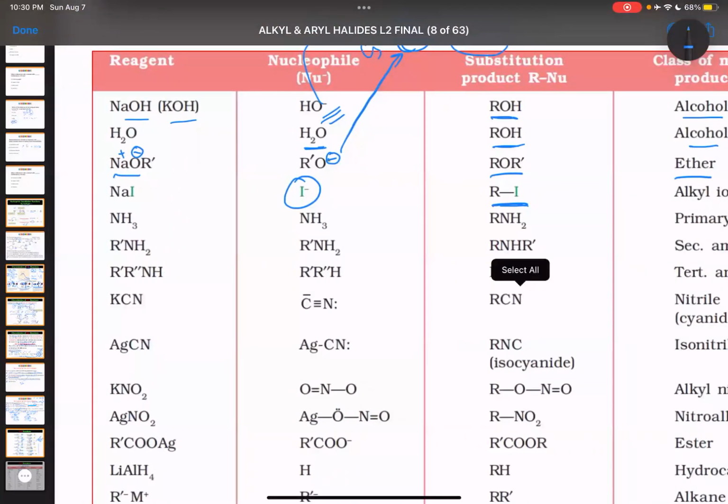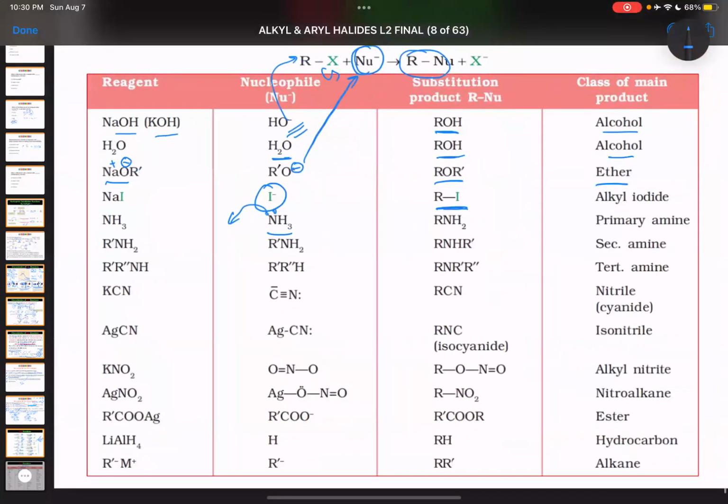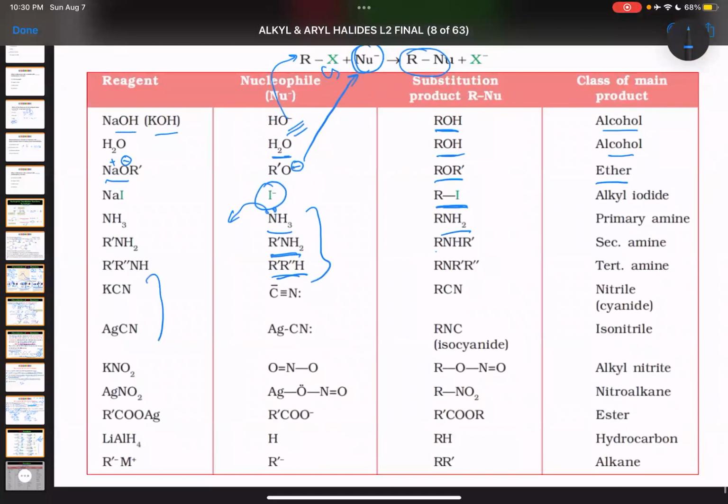If you take NH3, this N has a lone pair, it will attack RX, and you have a primary amine. These are all amines. This will give you secondary, tertiary. All of these we will study in detail in your amines chapter. But the mechanism is the same as SN2. This is very important.